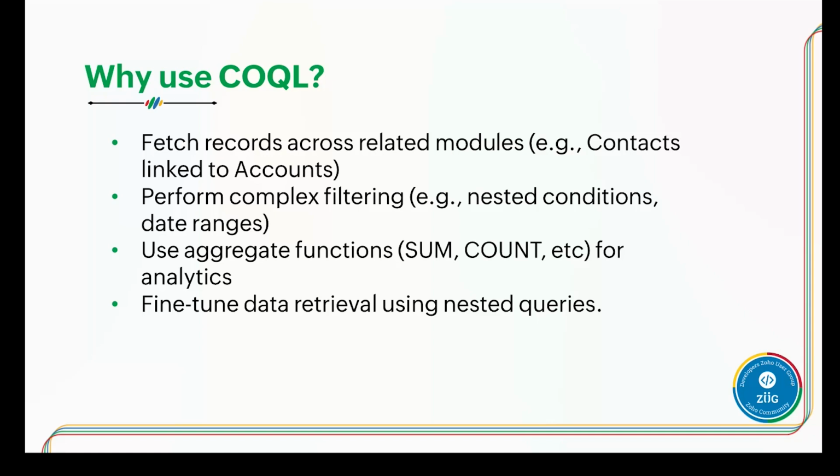Let's say you work in analytics and you use a lot of aggregate functions. So COQL will be your go-to API because COQL also supports aggregate functions such as sum, count, minimum, maximum, average, etc. Because COQL supports nested queries, you can fine-tune your data retrieval using COQL.